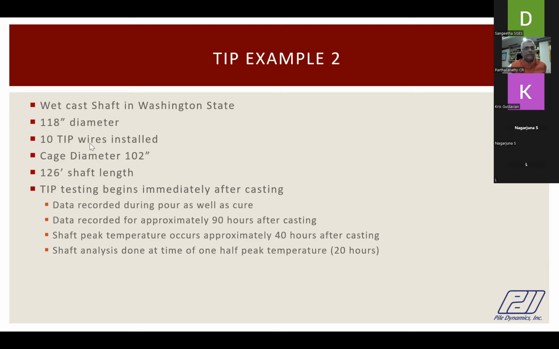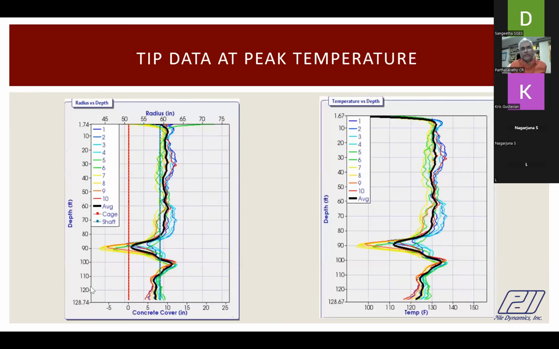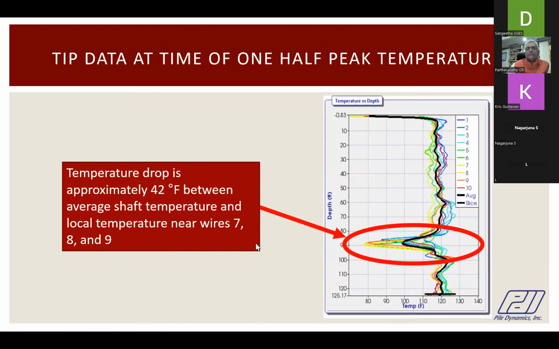118-inch diameter, 10 tip wires were installed. Okay, let us look at the data sets. So it clearly indicates a cooler temperature. And of course the alignment of the cage also is an issue here. Wire number 7 and 8 were also showing a very low temperature.